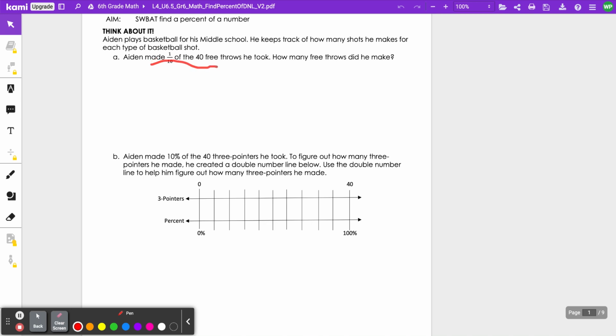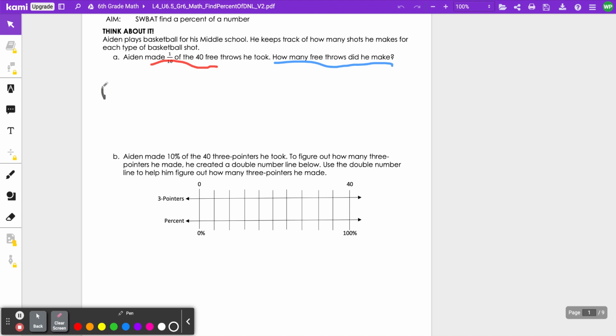We want to draw a model. That model can be the double number line. That could be the fraction. And then we want to make sure that we're answering the question. The question here is asking us, how many free throws did he make, if he made 1/10 of the 40 free throws that he took?